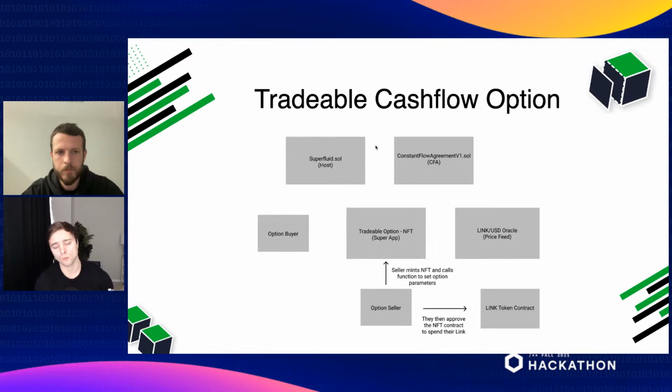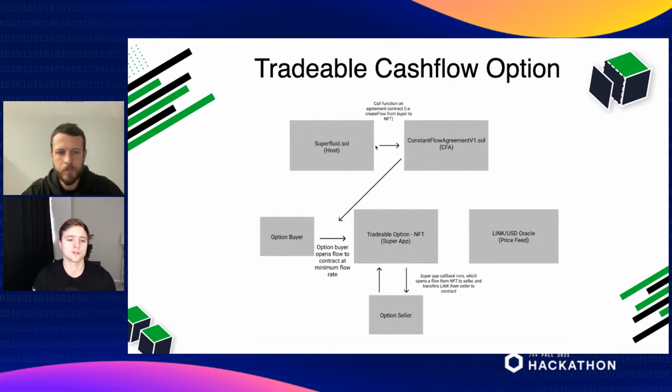So what the option seller will do to start is they will mint the NFT, and then they will call a function to set some key option parameters. So what's the price of the option? What is the expiration date? What's the underlying asset? All those things will be specified there. And then they'll go out and they will approve the tradable cash flow option contract to spend their Link token, so that whenever the option started, the funds can be sent from the option seller into the contract. So they'll be locked there, so that when the option is actually settled, we can easily send those from the contract to the buyer.